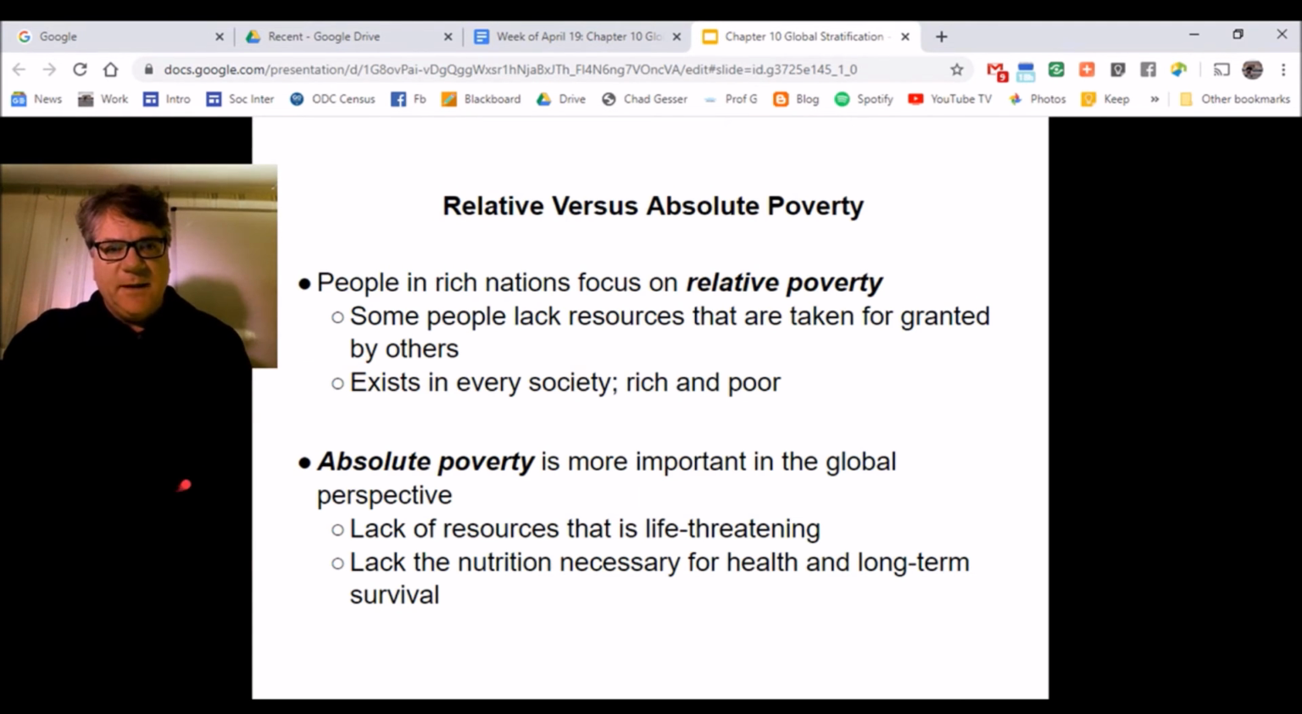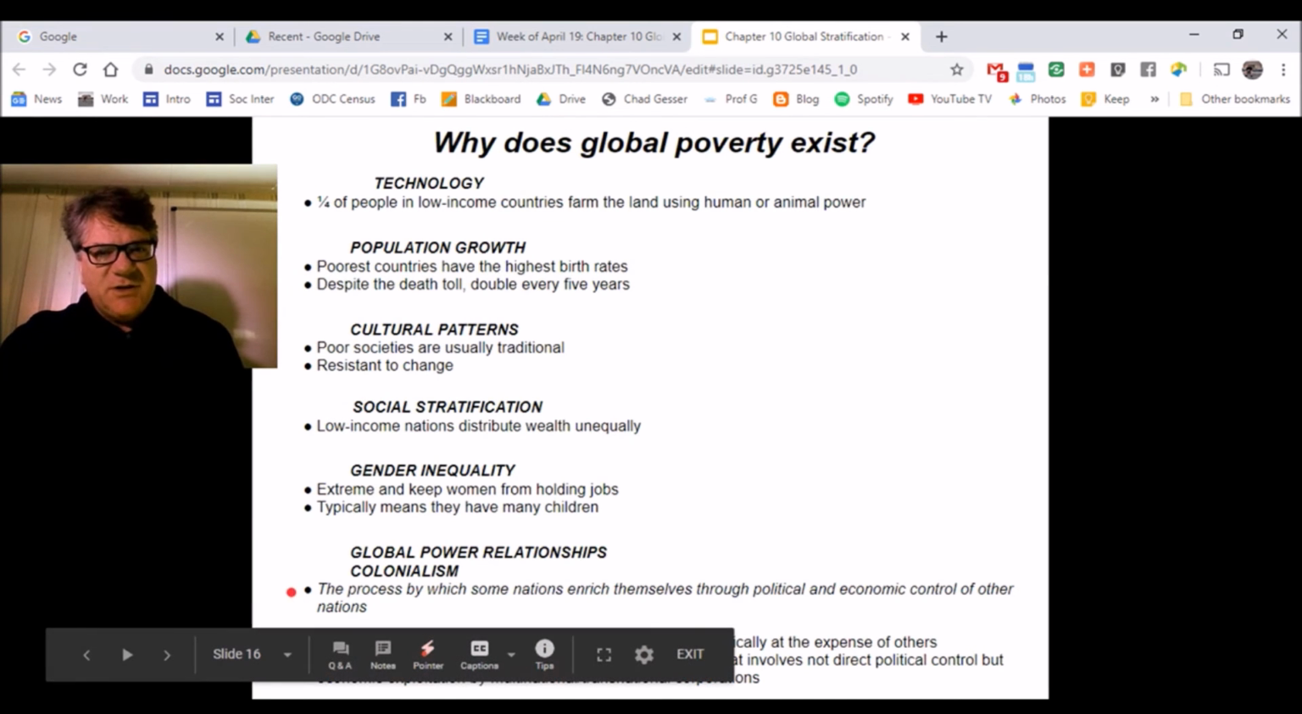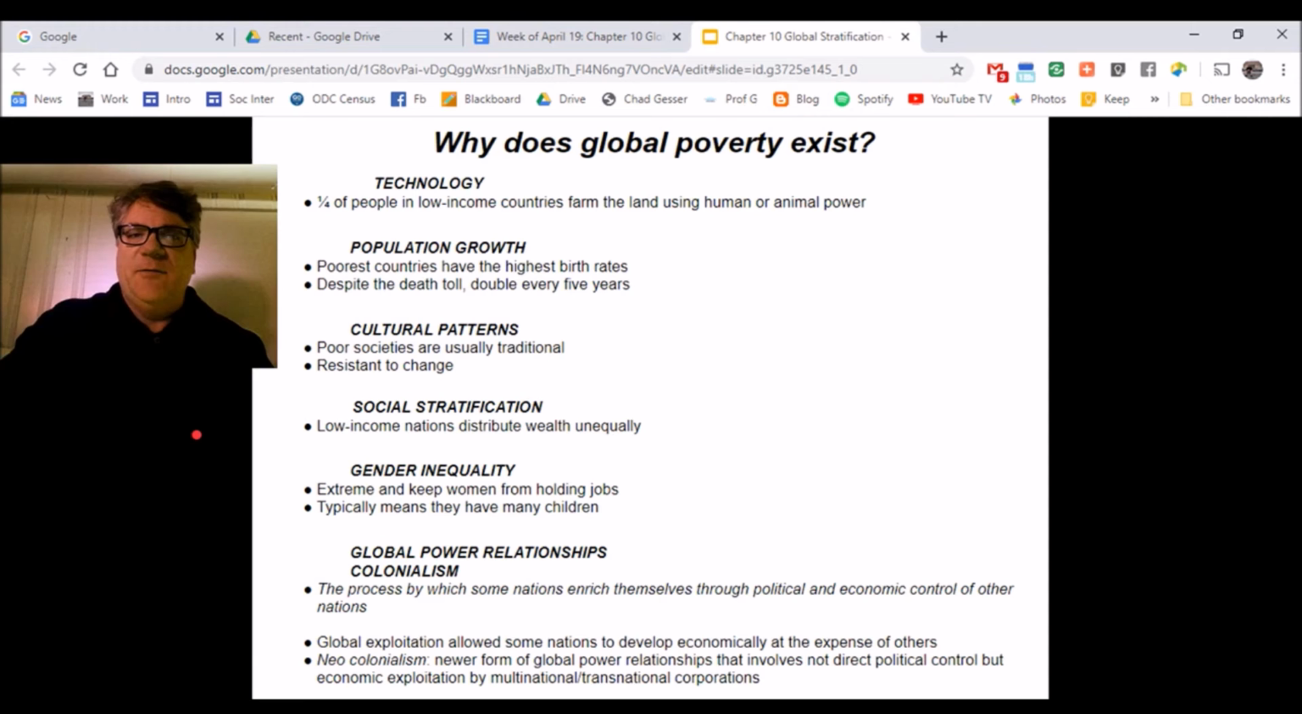All right, moving on then. So this is the question that we're going to pose. Why does global poverty exist? I mentioned technology, okay? Something else that we kind of mentioned, but I'm going to elaborate on more in the next chapter, is population growth. Poorest countries have the highest birth rates, and we'll talk about what that means again in the next chapter. Population growth is growing the most in poor places, okay? They also have high death rates.